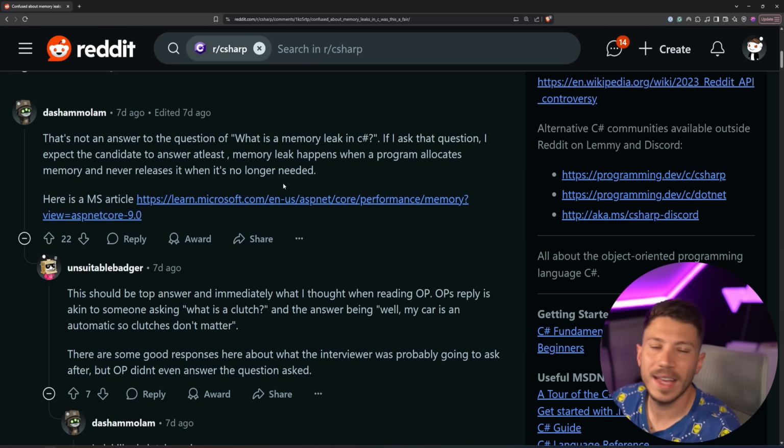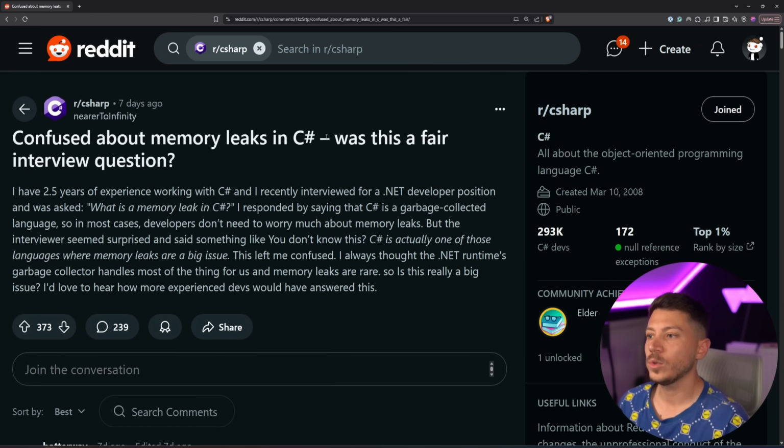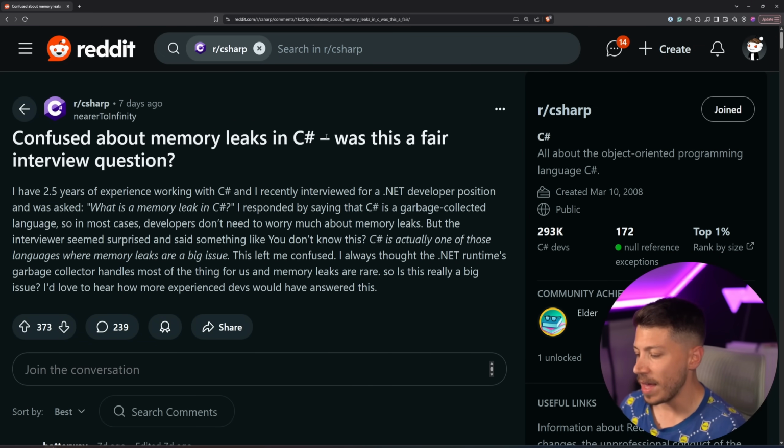But just to go to the answer of the question, that comment summarizes it very nicely. What is a memory leak in C#? Well, the candidate is expected to answer at least that a memory leak happens when a program allocates memory and never releases it when it's no longer needed. That is basically it. That's what you need to say. Now, there's many examples on the internet on how to cause a memory leak. It's not a sort of this is the only way it can happen.